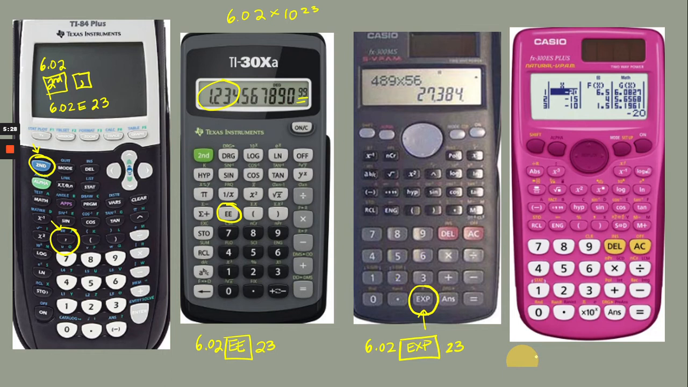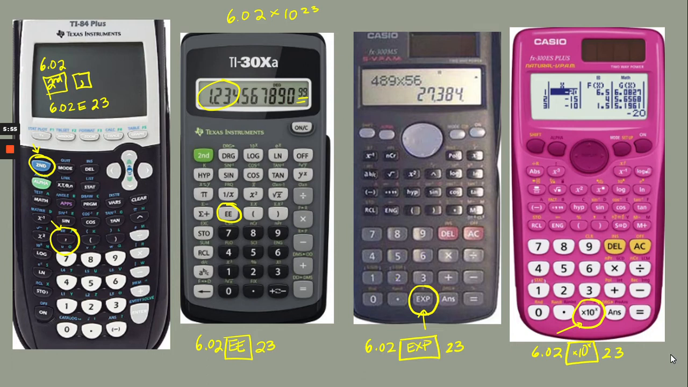Okay. And then lastly, the pink ones, okay? The pink ones, I've also seen some folks buy their own and they're baby blue, but what you're looking for here is this button, which says times 10^x. So again, you punch in 6.02, hit that button, no times sign, no 10, no caret, just this button. It takes care of everything, and then the power, okay?